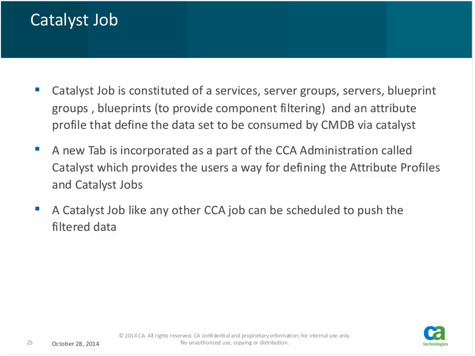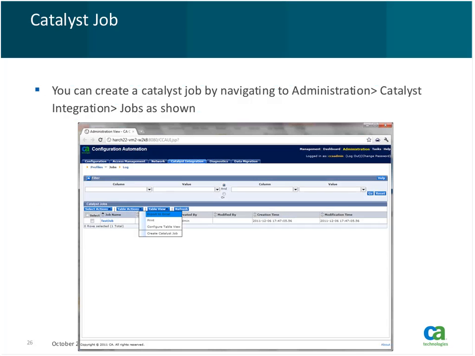Moving on to the Catalyst job. A Catalyst job consists of services, server groups, servers, blueprint groups, and blueprints. The user can select any of these from the individual schedules available in CCA for a Catalyst job tab. We'll see that tab on the next screen.